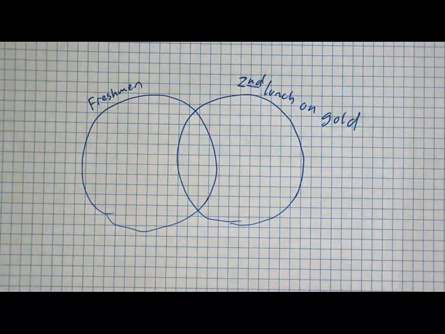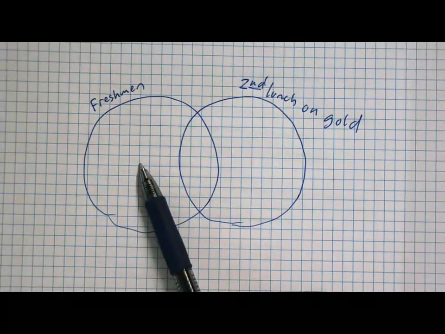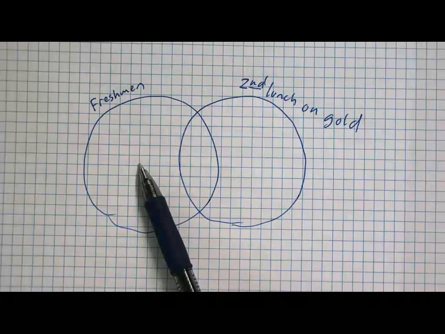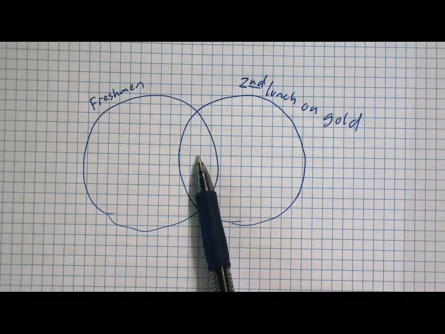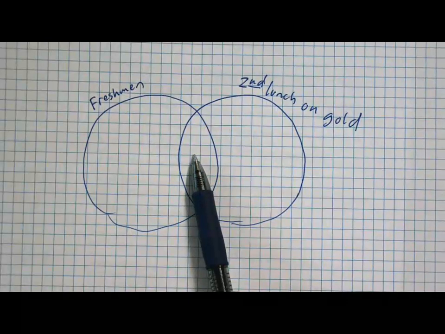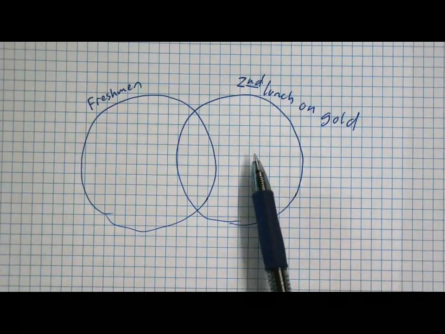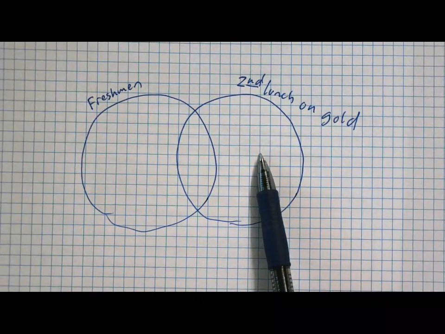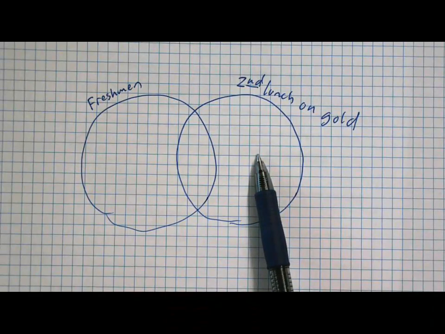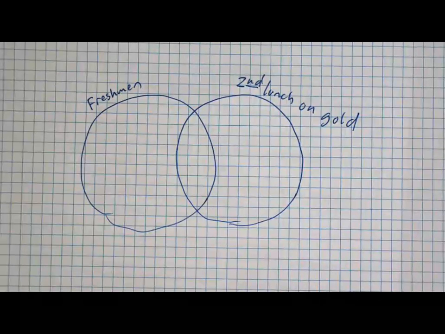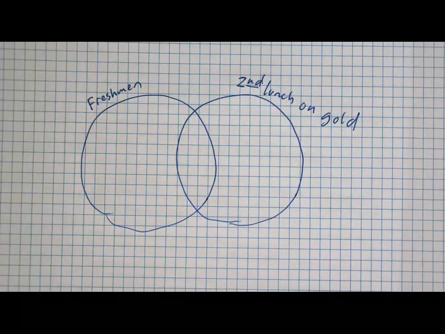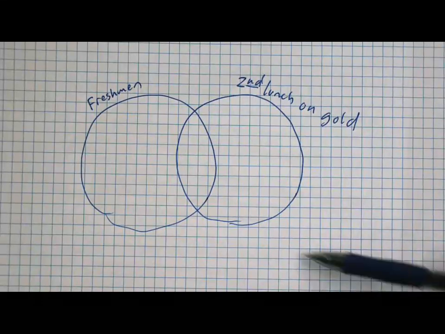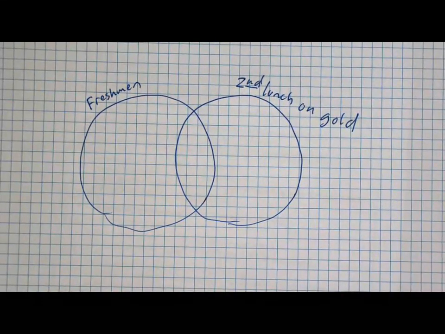All right, I want you to keep in mind with a Venn diagram like this, there are actually 4 different places that you can fall. You could be in this one if you're just a freshman, but you don't have second lunch on gold day. If you're a freshman and you have second lunch on gold day, you're in here. If you are not a freshman, but you do have second lunch on gold day, you're out here. And then where do the folks go who are not freshmen and they don't have second lunch on gold? They're just going to go out here someplace, right? So outside of the circle is a viable region. Keep that in mind. Sometimes people forget that it's okay to have stuff outside of the 2 circles.